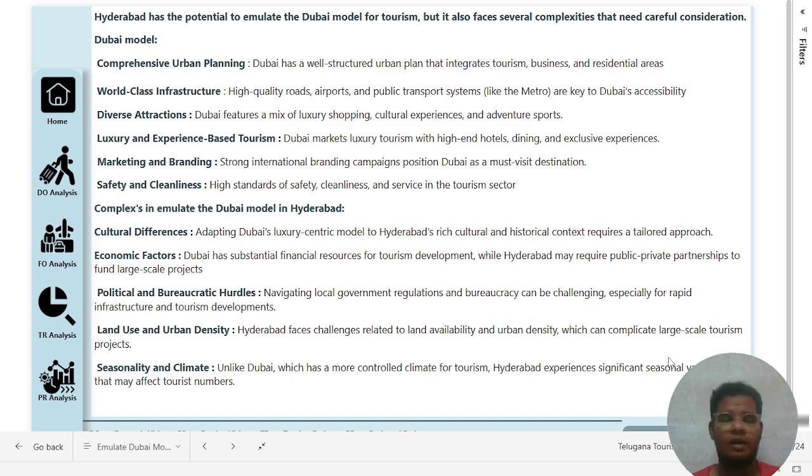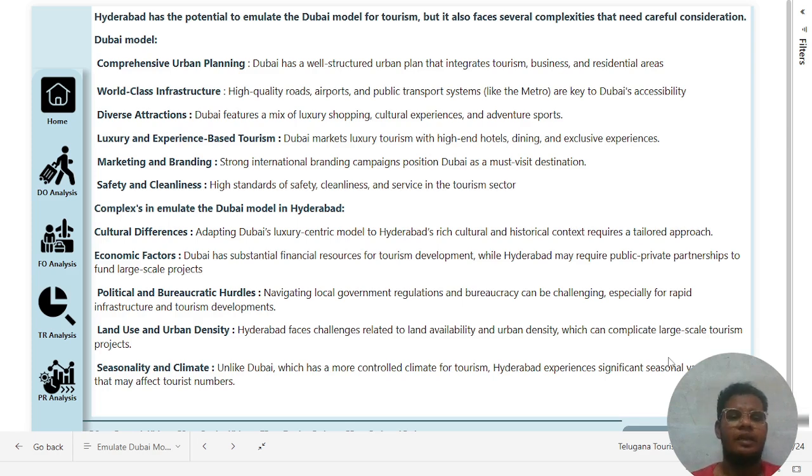Political and bureaucratic hurdles: navigating local government regulations and bureaucracy can be a challenge, especially for rapid tourism development. Land use and urban density: Hyderabad faces challenges related to land availability and urban density, which can complicate large-scale tourism projects. Telangana is a very big state, but Hyderabad can't adapt to that.